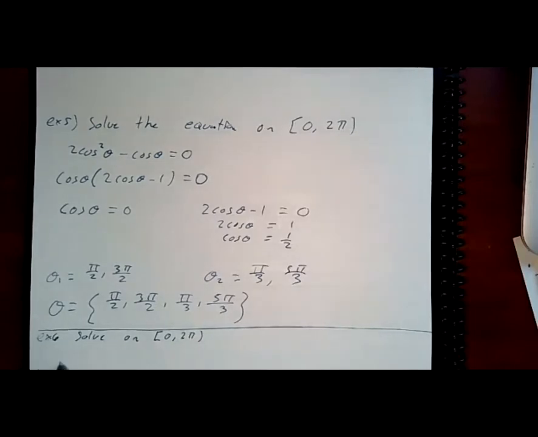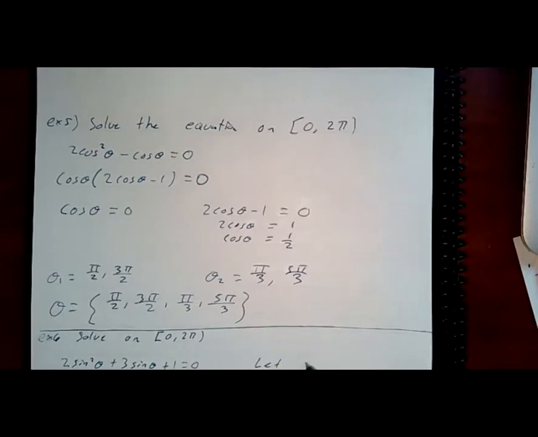Okay, let's do another quadratic type. What I want you to see is that this is the same as a quadratic equation. Instead of x, we have sine theta. So let's let x equal sine, so you can see it more clearly. This is 2x squared plus 3x.